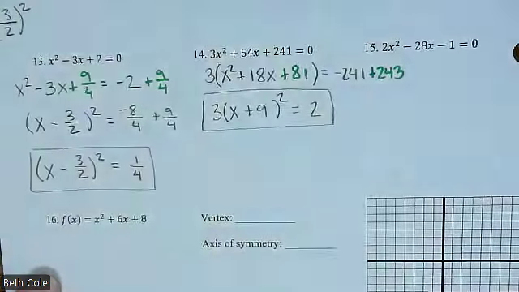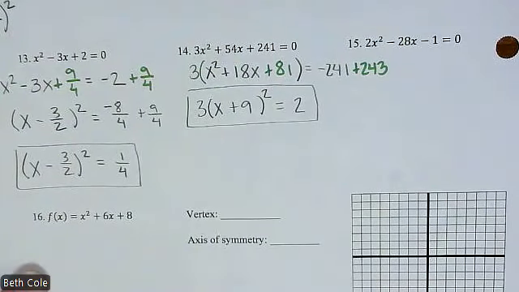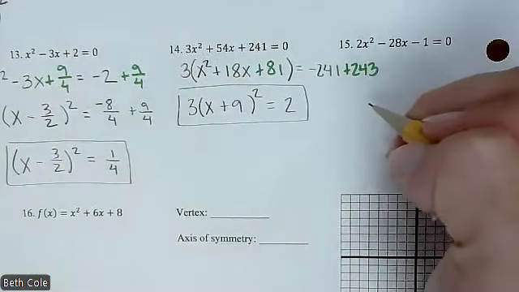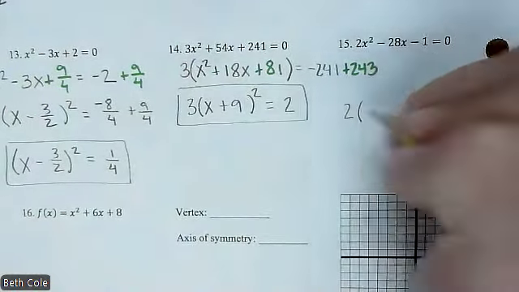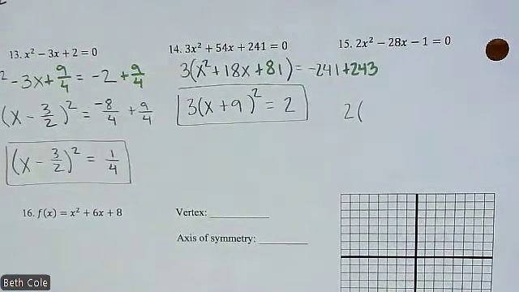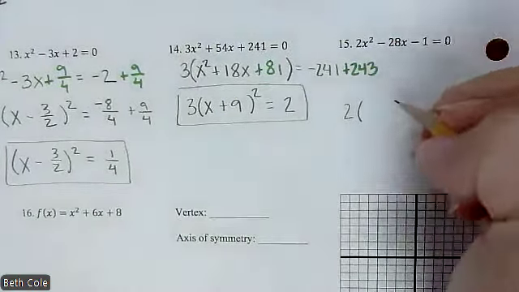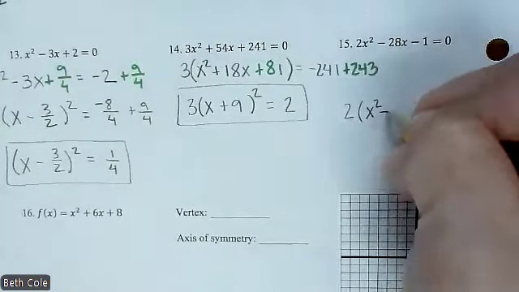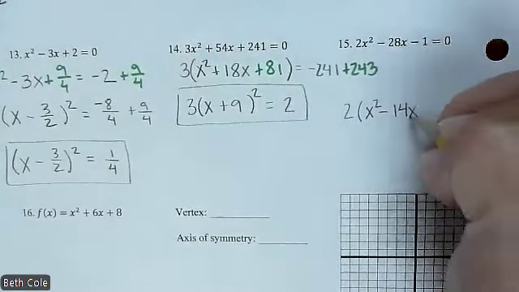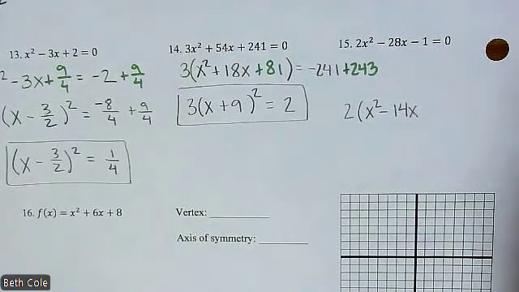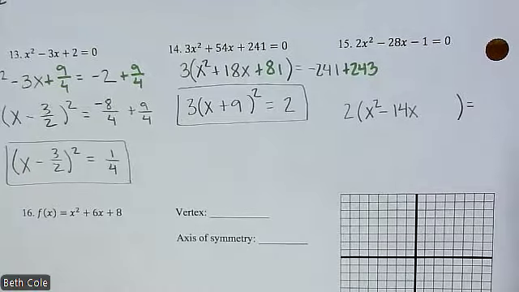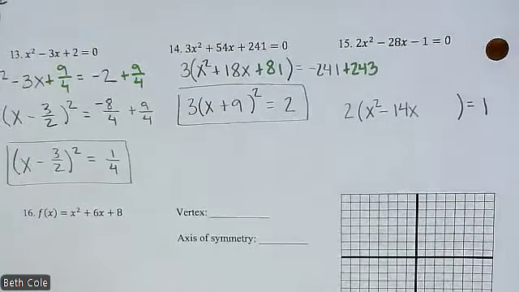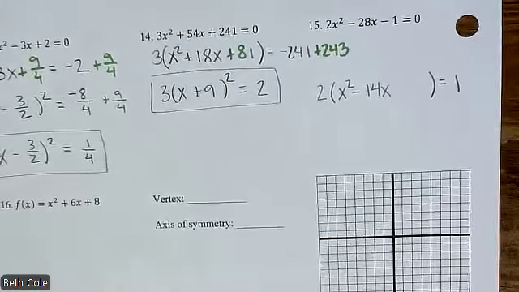That wasn't so bad. I kind of encroached on the space for number 15 though, so I'm going to have to kind of start this down here. You're going to factor out a 2, but only from the first 2. All right, so that would leave you with x squared minus 14x. Good. Leave a gap and it'll equal 1. Good.